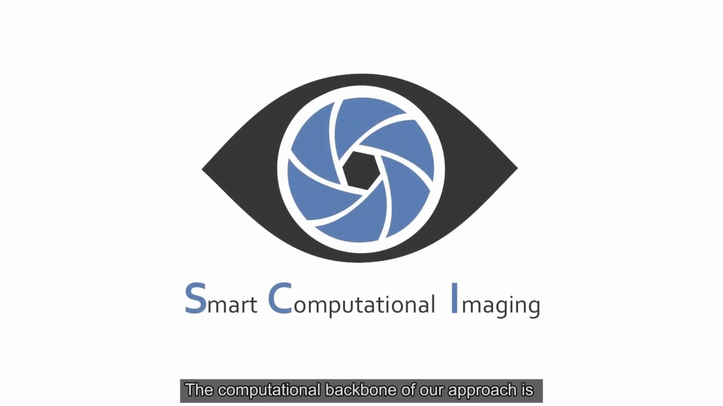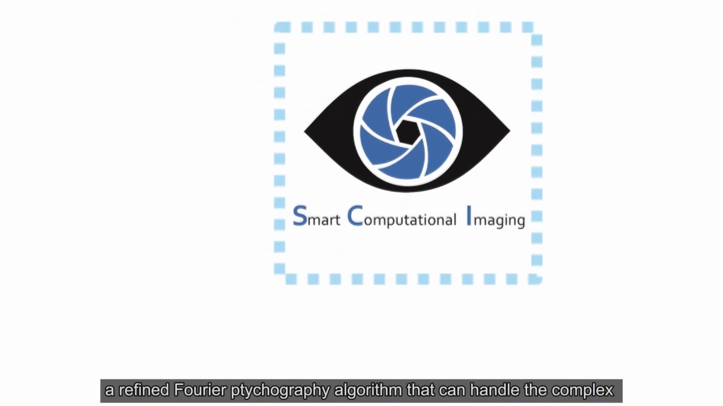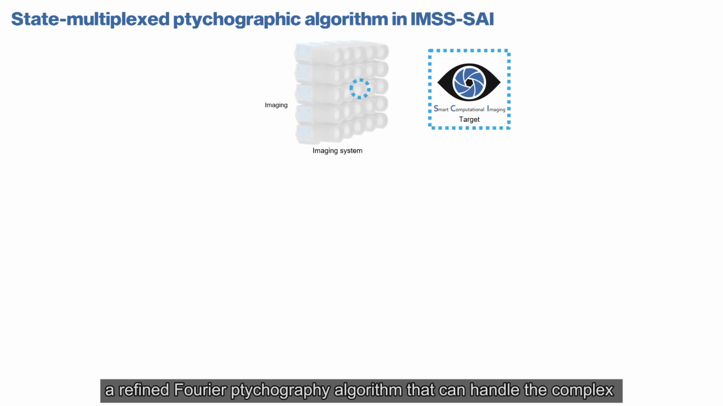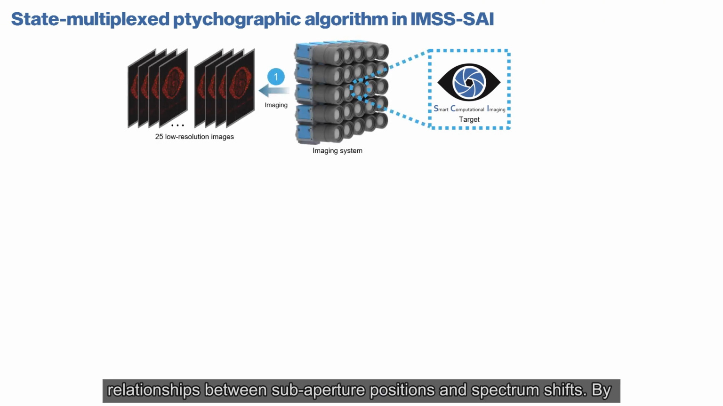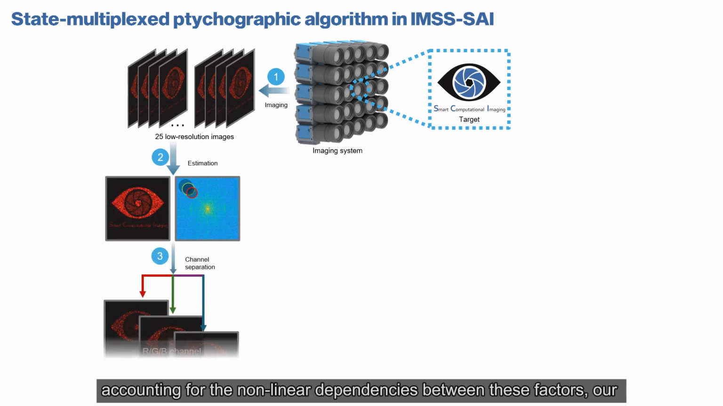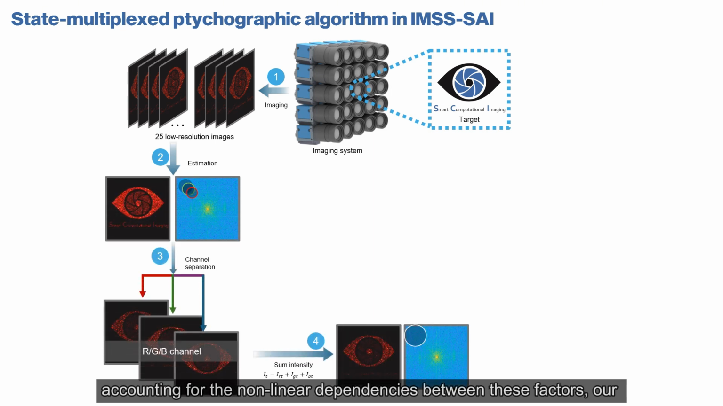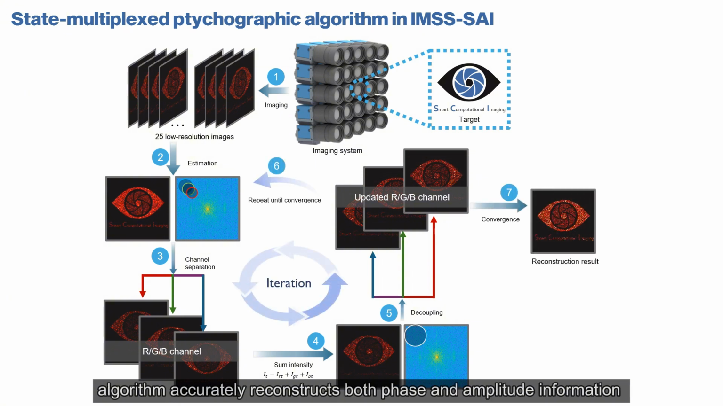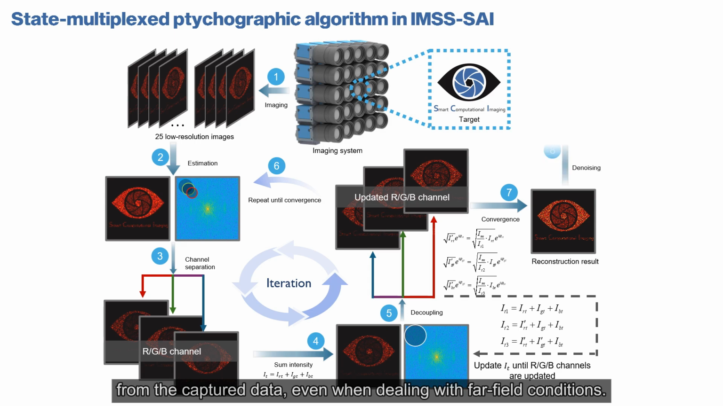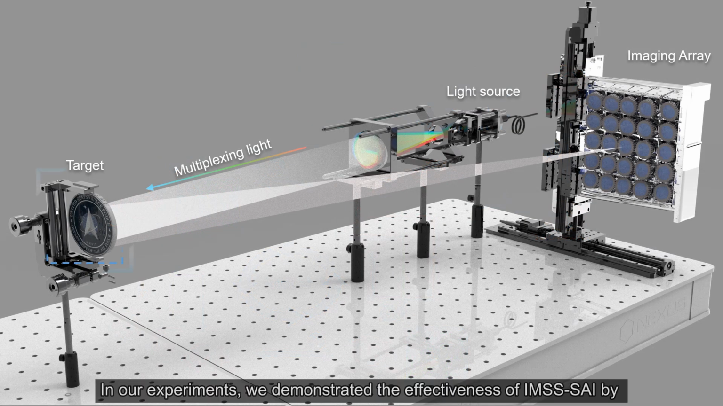The computational backbone of our approach is a refined Fourier ptychography algorithm that can handle the complex relationships between subaperture positions and spectrum shifts. By accounting for the nonlinear dependencies between these factors, our algorithm accurately reconstructs both phase and amplitude information from the captured data, even when dealing with far-field conditions.